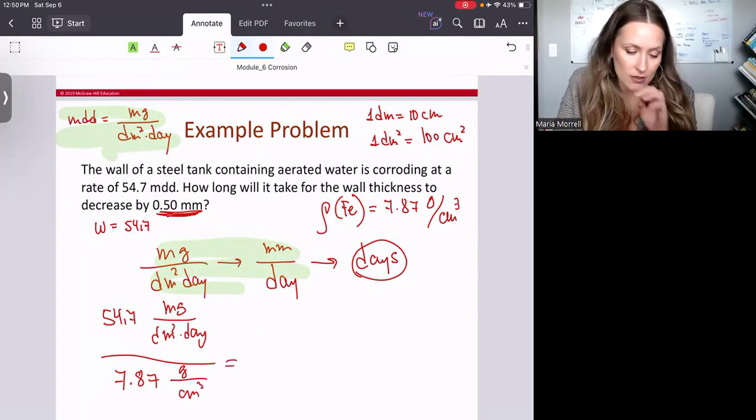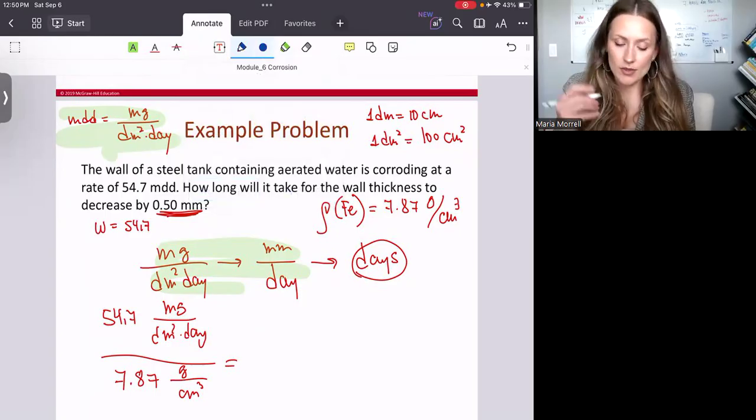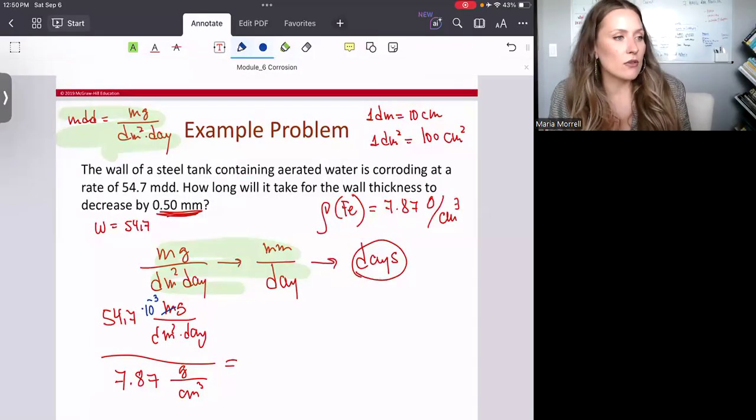Before I do that, I need to consider something: my milligram, because I have grams and grams, instead of having my milli, I'm going to put here 10 to the power of -3.